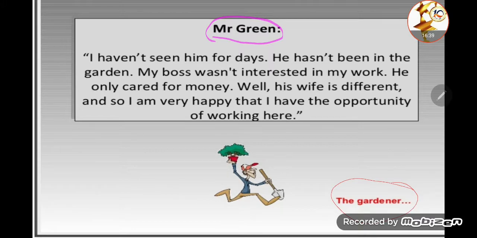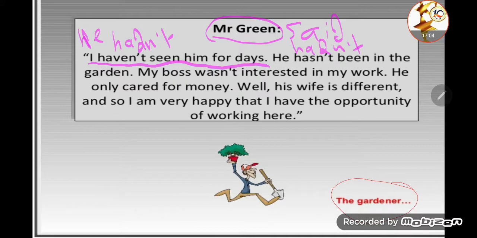Okay, now let's see, what did Mr. Green say? Mr. Green said that he hadn't seen him for days. So this is the first sentence, that he hadn't seen him for days. He hasn't been in the garden. He hadn't been in the garden.